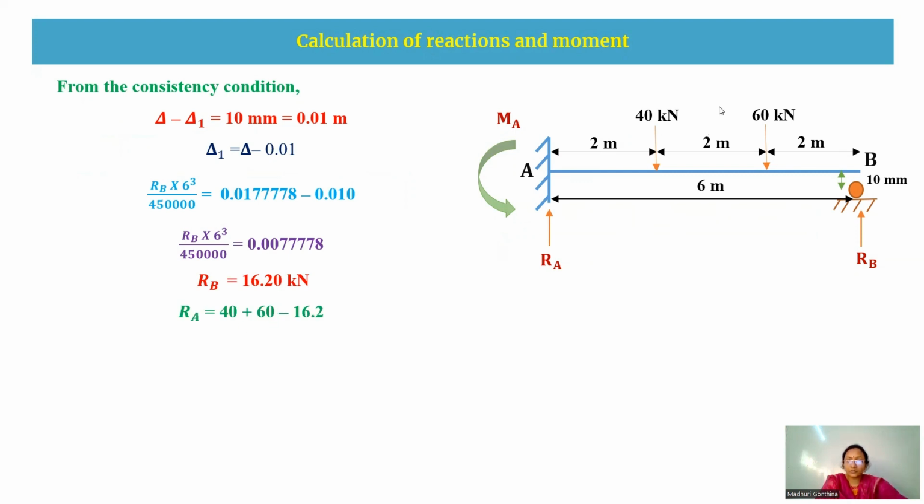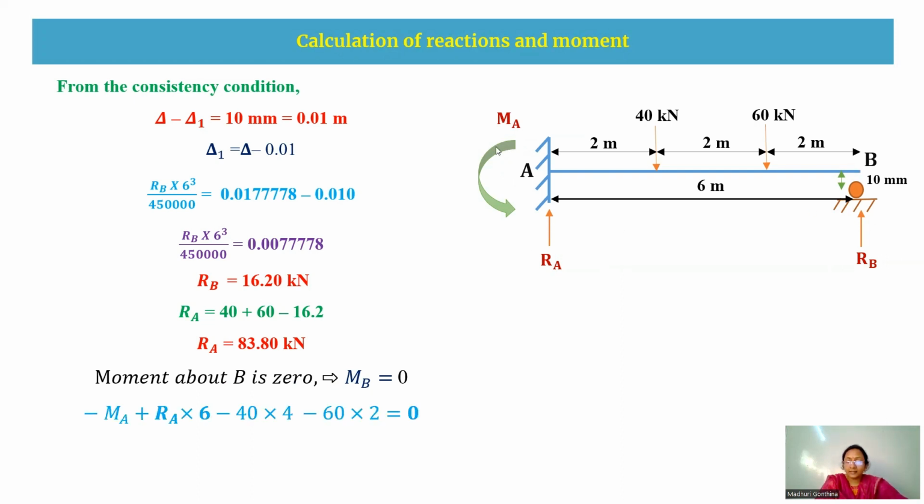As we know, RA is equal to 40 plus 60 minus RB. I'm just substituting the RB value here. Then I got RA as 83.8 kilonewton. After getting this RA value, now I'm taking the moment about B equal to 0. Therefore, I get the equation as minus MA, which is in anti-clockwise direction, and RA into 6 is plus, that is clockwise direction, minus 40 into 4, again anti-clockwise, and minus 60 into 2, again anti-clockwise. By solving this, I got the MA value as 222.8 kilonewton meter.